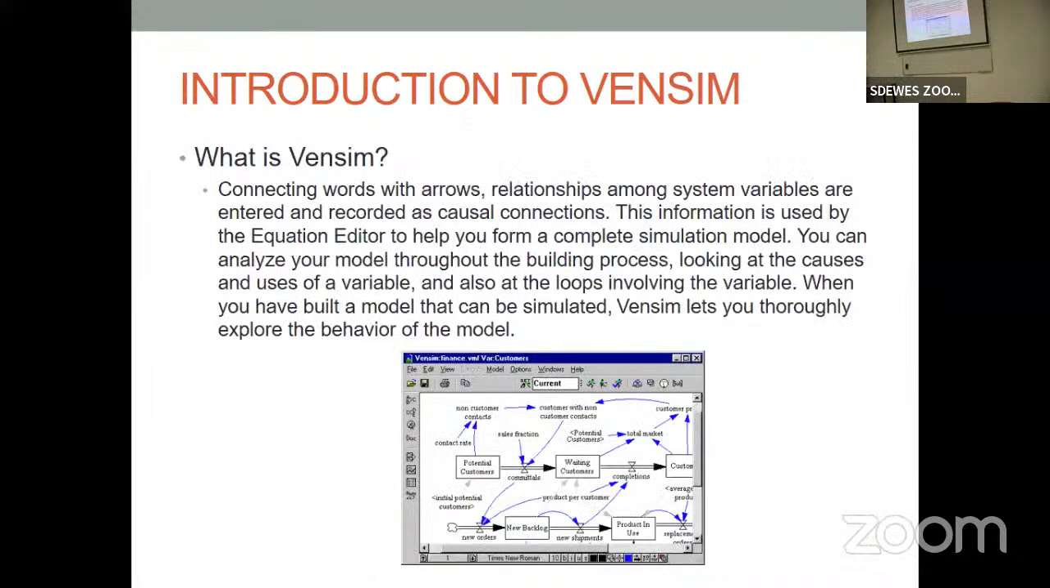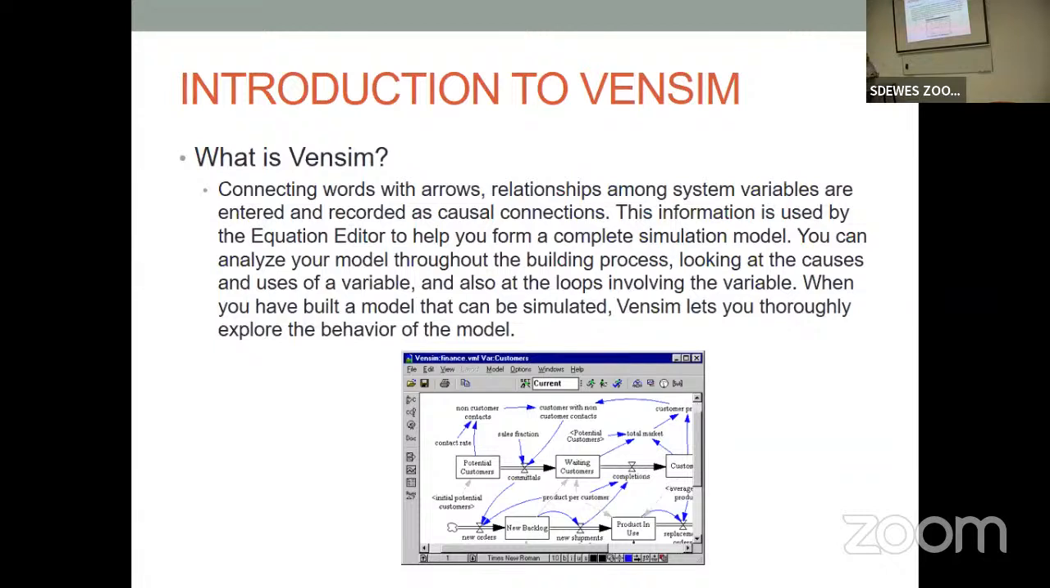Benzene tries to connect words, which will be the variables, with arrows, relationships among system variables, and record all the connections. All the information will be introduced in Benzene through what is called the equation editor. In the equation editor, you will find obviously all the regular functions that you may use. We will see any kind of function you can introduce. Obviously, we can introduce linear, non-linear functions, even tables. Tables are quite useful to check experimental data, for example, or something like that.